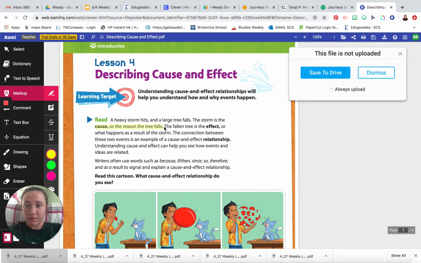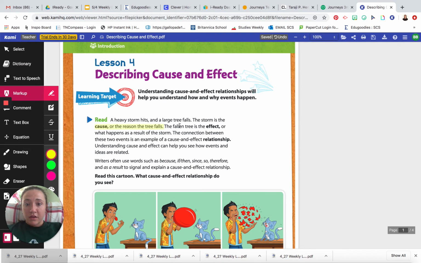A cause is the reason the tree falls. The fallen tree is the effect or what happens as a result of the storm. So I know an effect of something might be what happens as a result. The connection between the two events is an example of a cause and effect relationship. So the way the cause and effect are related describe the cause-effect relationship. It is the connection between two events. Understanding cause and effect can help you see how events and ideas are related.